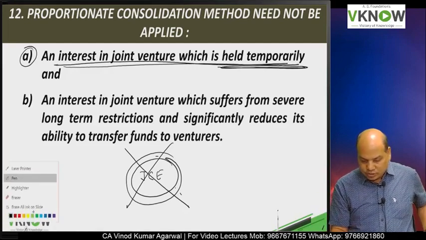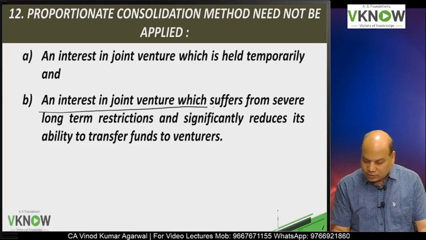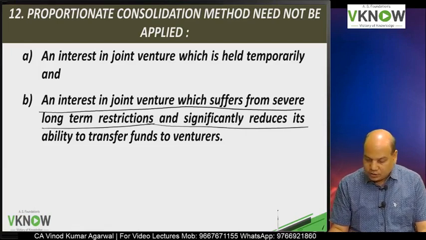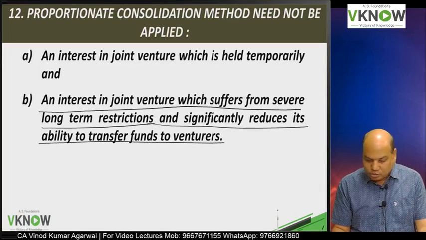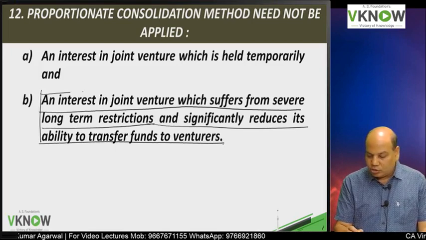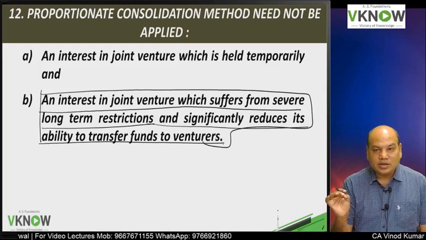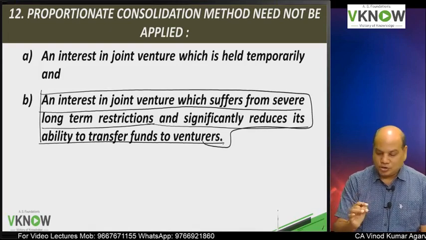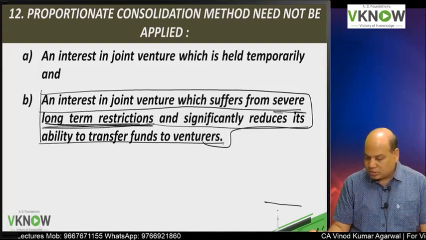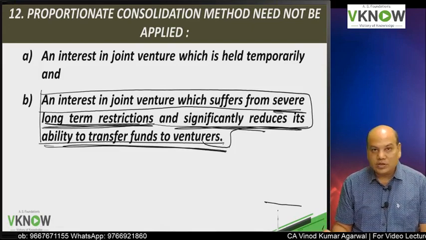And second is an interest in joint venture which suffers from severe long-term restriction and significantly reduces its ability to transfer funds to the venturer. Or second is when you have made an investment in joint venture, but joint venture has come under severe long term restriction, and it is not able to transfer funds to venturer.